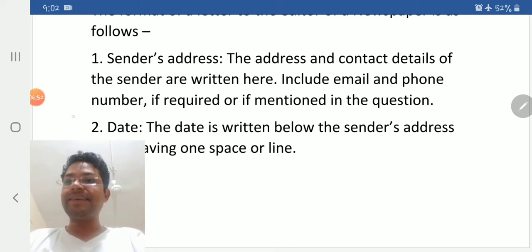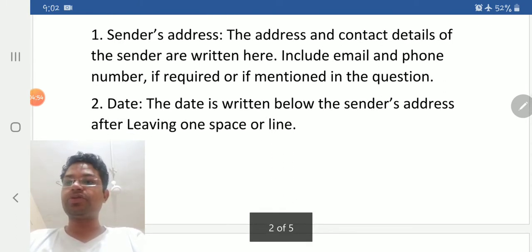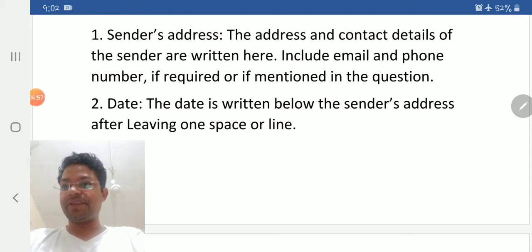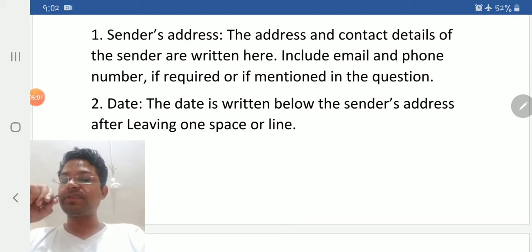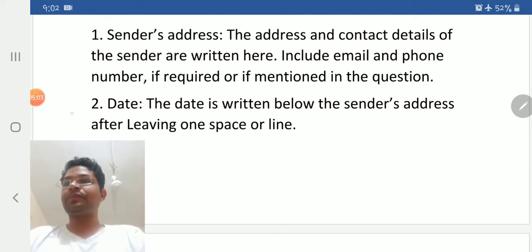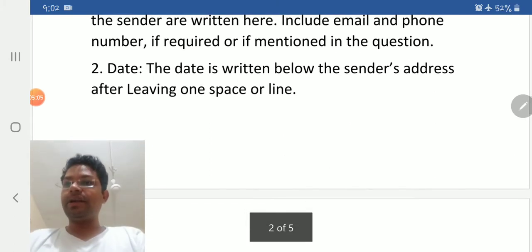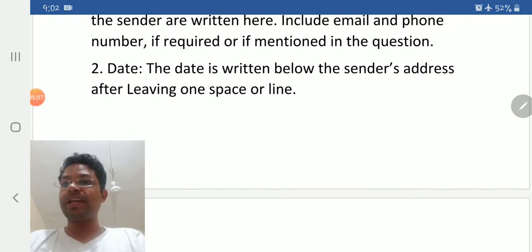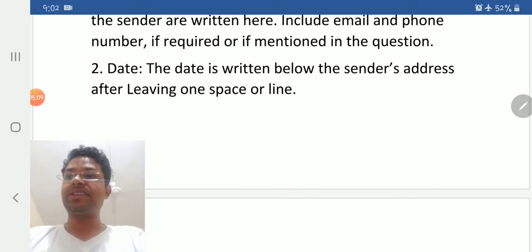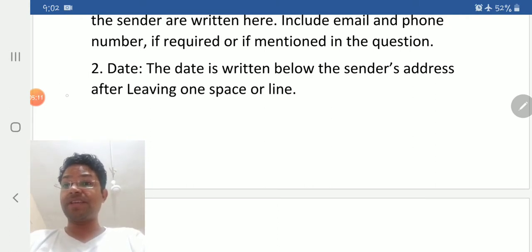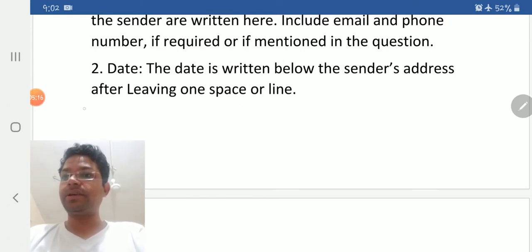But in writing the exam you don't need to write this. You can just write the address. Okay, address line number 1, line number 2, line number 3, and the name of the city with pin code. That is enough. Then under that there should be number 2, the date. The date is written below the sender's address after leaving one line. So you leave one line and then you write the date.